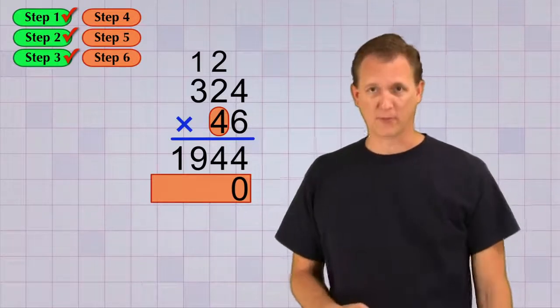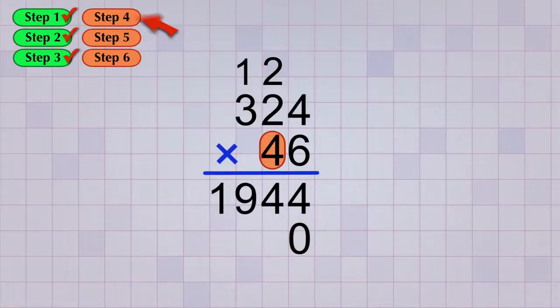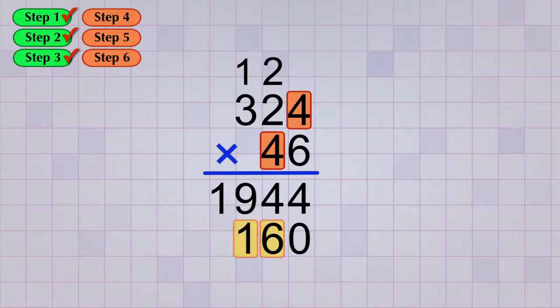But let's continue with our problem. Let's do the first step of our second bottom digit. We multiply that digit, 4, by the ones place digit of the top number, which is also a 4. 4 times 4 gives us 16, and that goes in our second answer line, right next to the extra 0 we put there. Now remember, because 16 is a 2-digit answer, we have to carry.